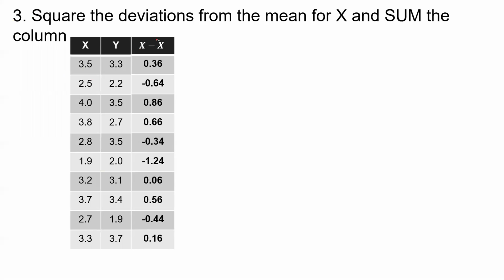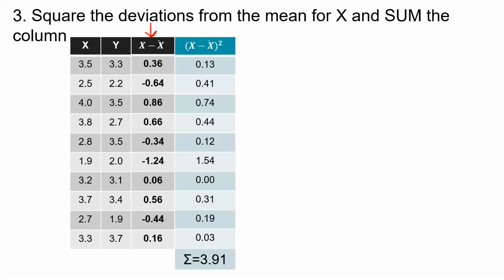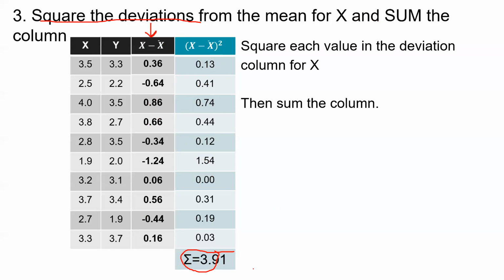So this column right here, that's what I just did on the previous slide. That was the calculations I did on the previous slide. So I'm just putting those there again. And now we're going to take these values and square them. So 0.36 squared is 0.13. Negative 0.64 squared is 0.41, and so on. And then we're going to add this column together. So we went from here to here, we squared them, and then we're going to sum that column together. We're going to hold on to that because we're going to need it for our formula later. So the sum of the squared deviations around X is 3.19.